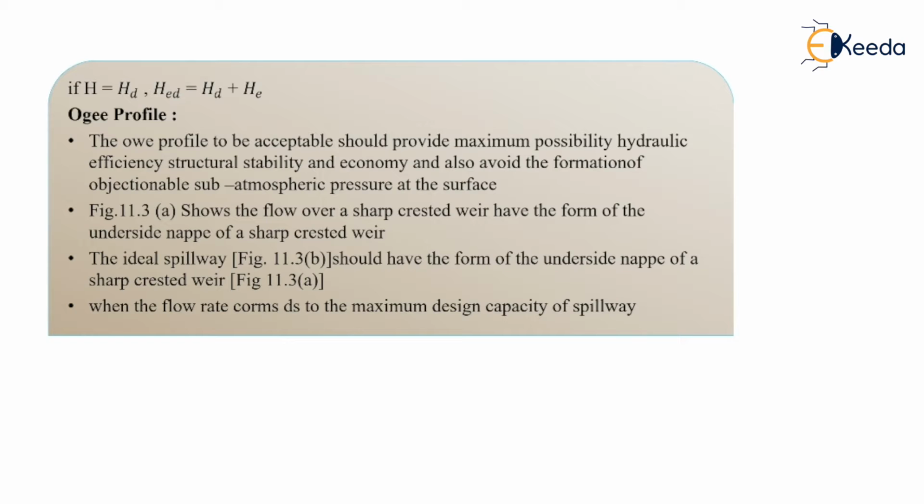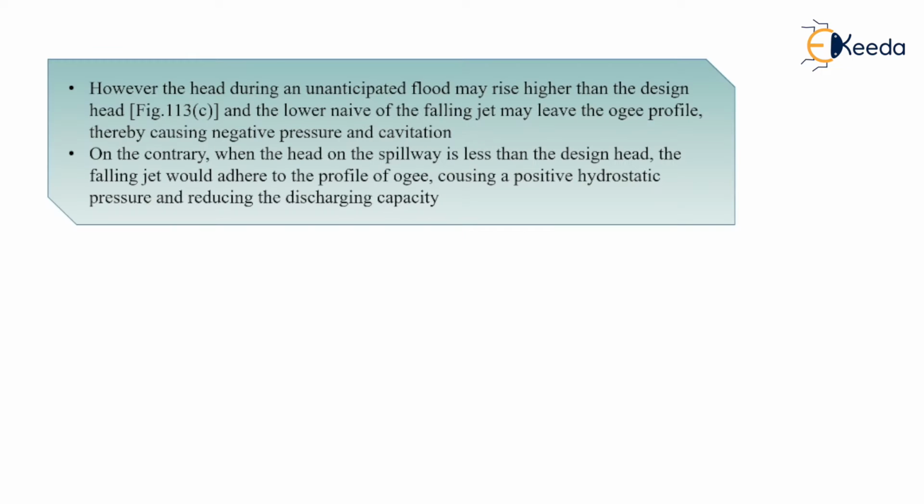You have seen in the previous diagram the sharp crested weir, which has the form of the underside of the nap of a sharp crested weir. So the ideal spillway should have the form of the underside nap of a sharp crested weir. When the flow comes downstream at the maximum design capacity of the spillway, however, the head during an unanticipated flood may rise higher than the design head, and because of this the lower nappe of the falling jet may leave the Ogee profile, separation will be created, and negative pressure will be developed.